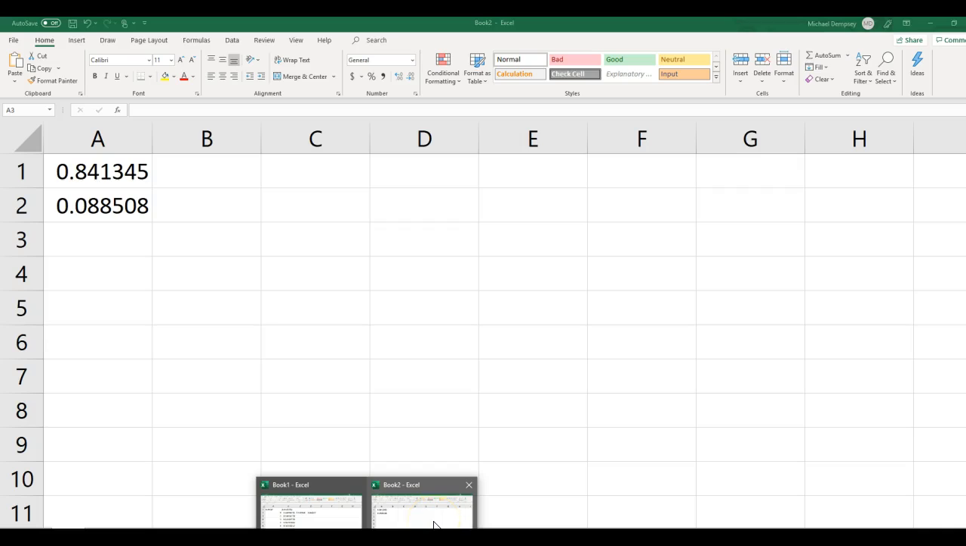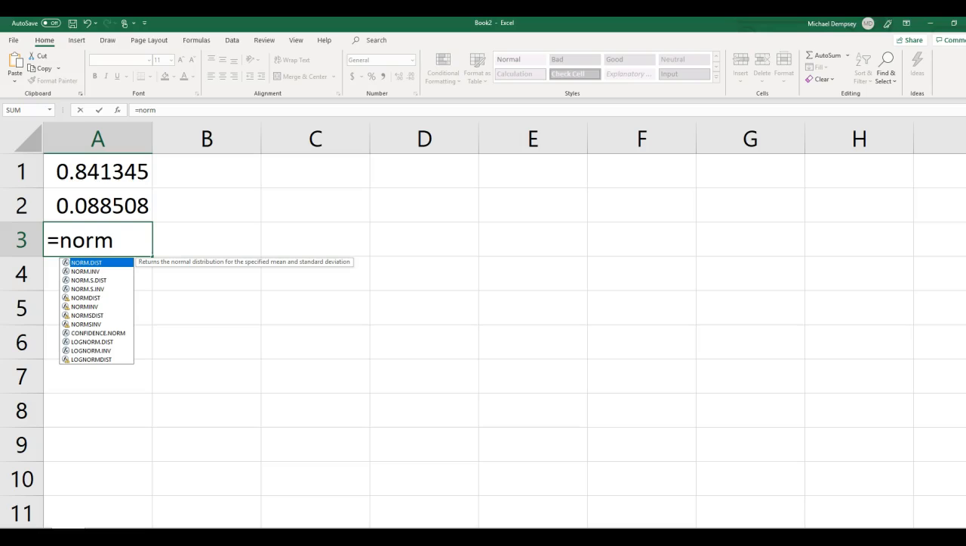So if I come over here, and remember, we should expect this number to be less than 0.5 also, right? So I want the area above 1.48. So watch what happens if I go equals, start typing in normal.